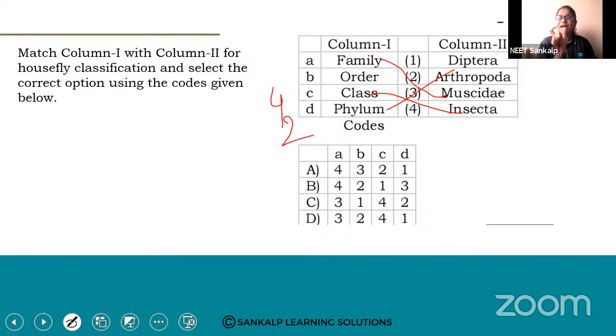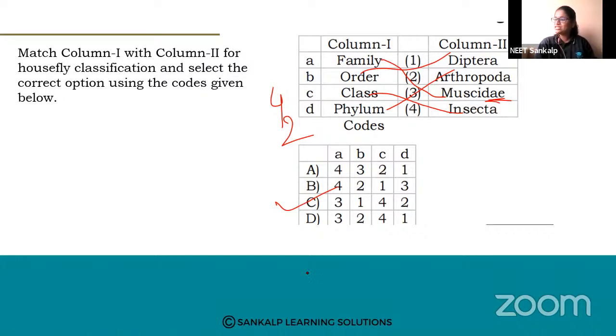Usually the names of the families will end with AE. Then B, order is Diptera. So D is 3, B is 1. Which option has C is 4, D is 2, B is 1, A is 3? Option C. Option C is the right answer. So most of you answered it correctly as option C.